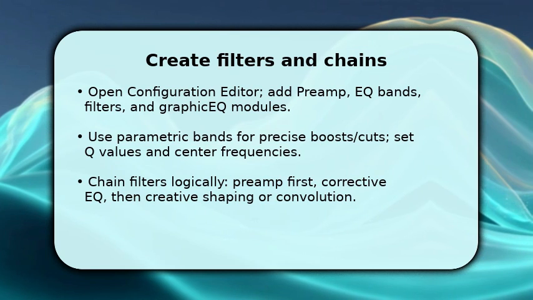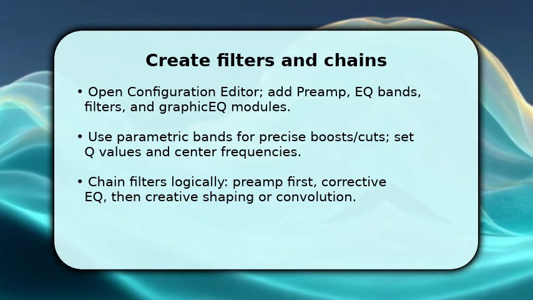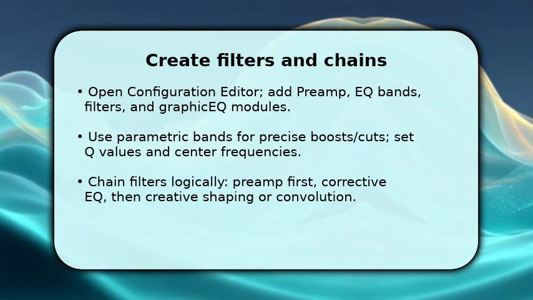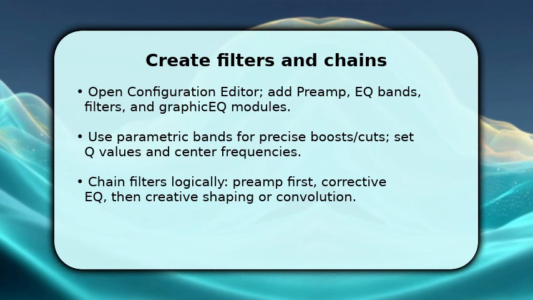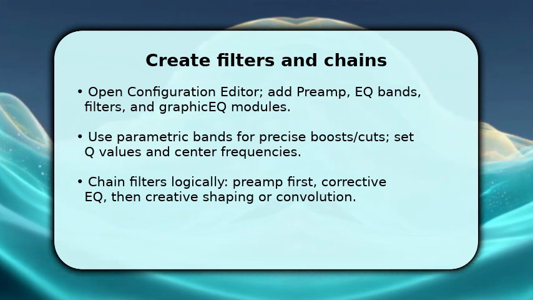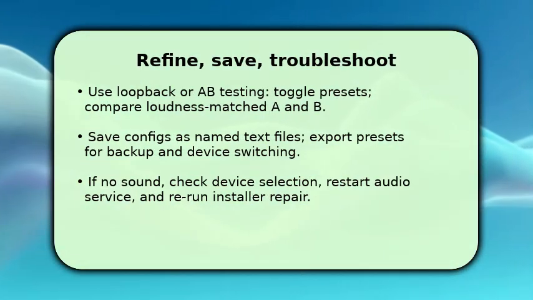Once done, place any graphic equalizer or shelving filters for tonal shaping, and if you use convolution, load impulses at the end of the chain so they're affected by prior corrections. Make sure to toggle modules on and off to compare changes while listening. You will finalize and back up your work.